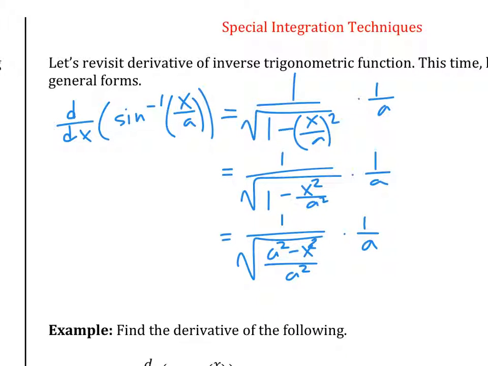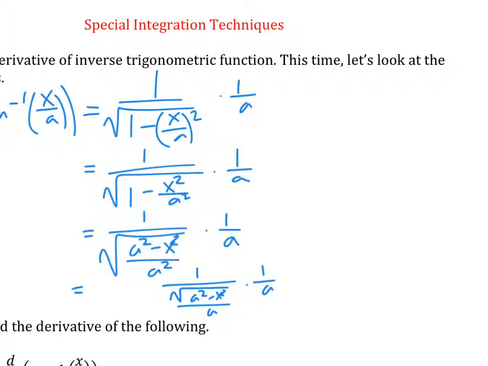Okay, all right. At this time, what we can do is you see that square root of, and then in the denominator is that a squared, right? So that a squared can come out of the radical. Okay, 1 over square root of a squared minus x squared over a, and then times 1 over a. Okay, all right, next.